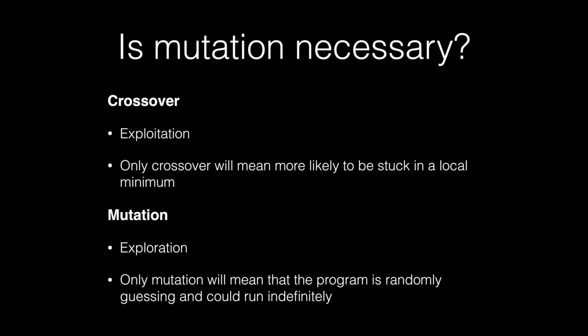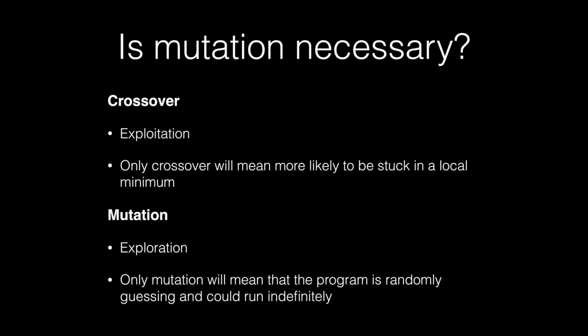Crossover attempts to exploit the current situation and tries to converge onto the best answer. Mutation is more about exploration and attempts to find new arrangements, but doesn't converge. However, if we were to stick with crossover, it means that the program will more likely be stuck in a local minima and would not improve. Therefore, it would not find a better fitness.